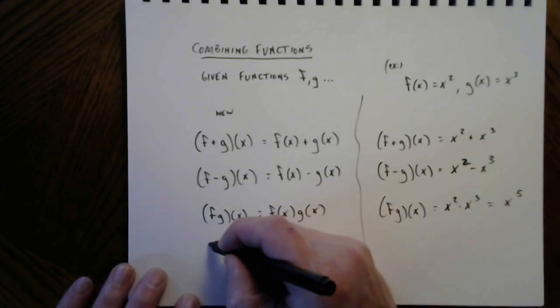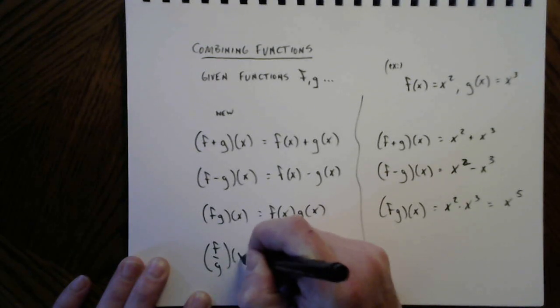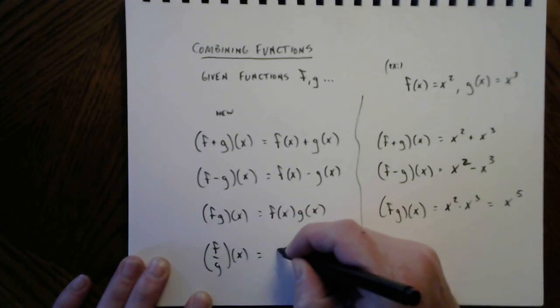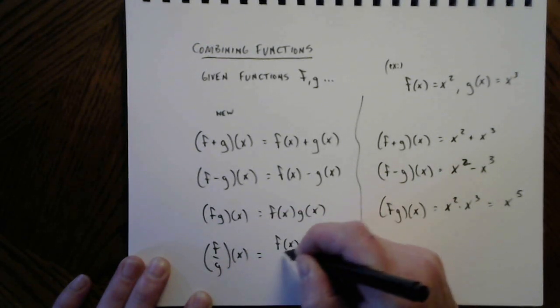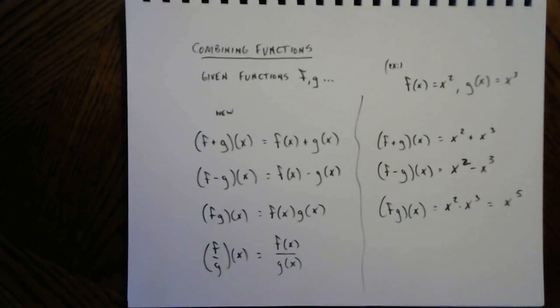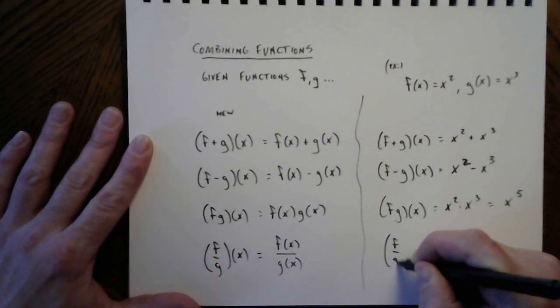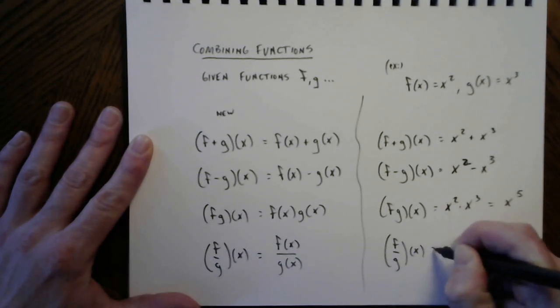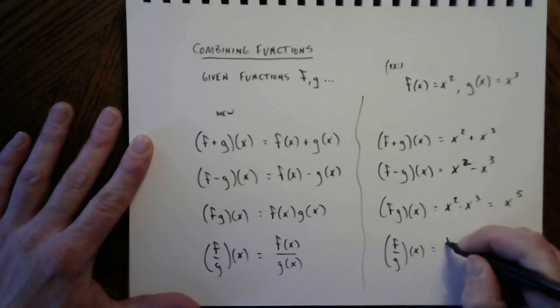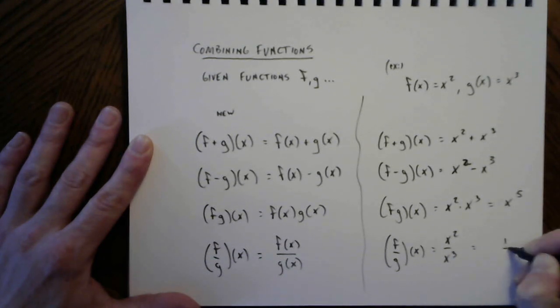And lastly, but not leastly, division. Again, no surprise here. So given these examples, if you saw this, that would be x squared over x cubed. And again, we should cancel here. We should simplify this. This is 1 over x.